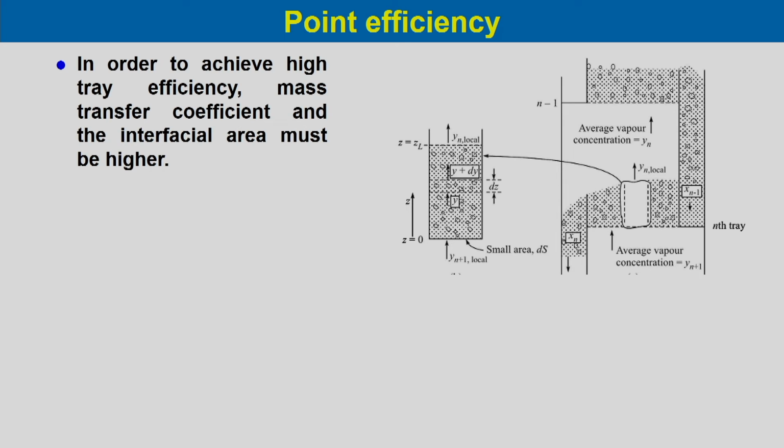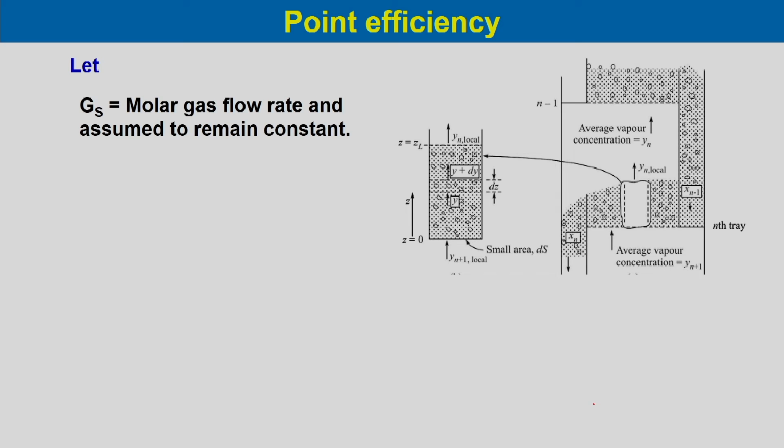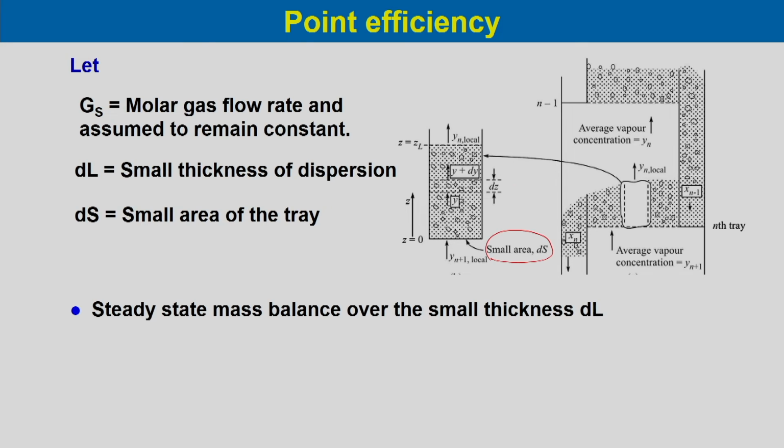In order to achieve high tray efficiency, the mass transfer coefficient and interfacial area must be higher. Now, we will relate the point efficiency with these parameters, interfacial area and the mass transfer coefficient. Let Gs be the molar gas flow rate, assumed to remain constant. dl is the small thickness of dispersion, and ds is the small area of the tray, which is shown over here.